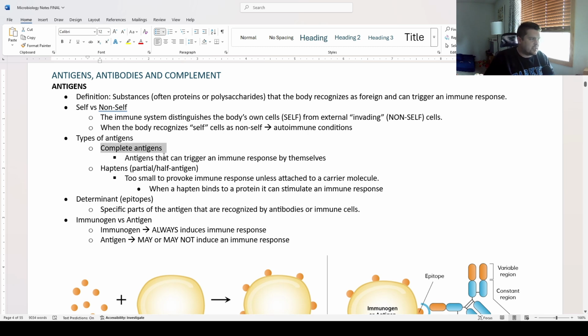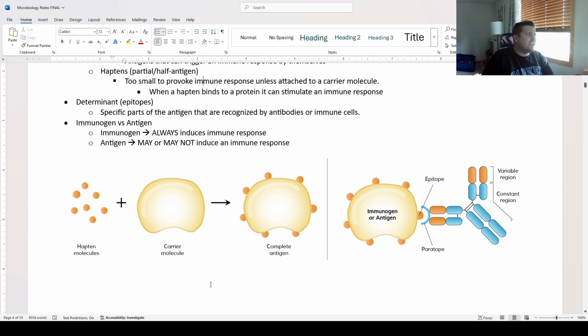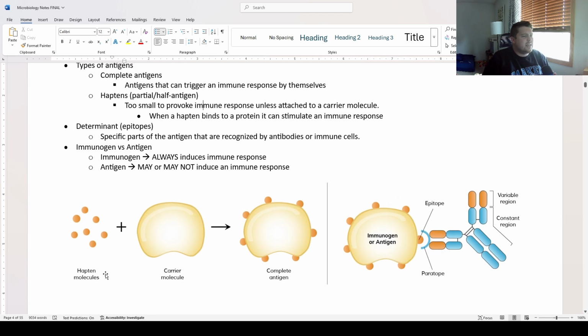These complete antigens, they have everything that they need in order to trigger an immune response all by themselves. Haptens, these are components of antigens, but they're too small to actually produce an immune response until they bind to another carrier molecule, another protein, another something else to give them enough form to actually trigger an immune response. You don't need to go too deep into all of this. The vast majority of this is just going to be word recognition.